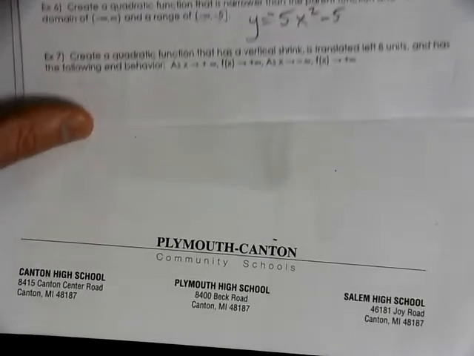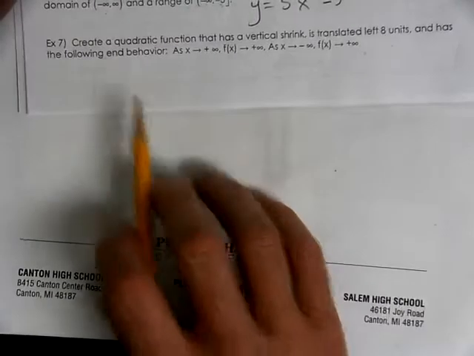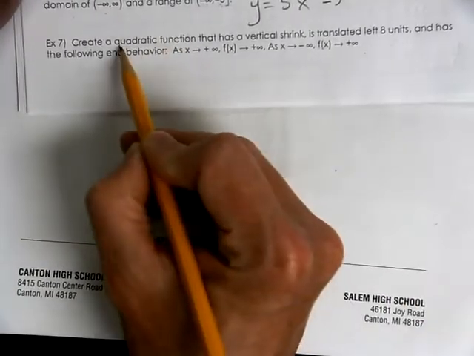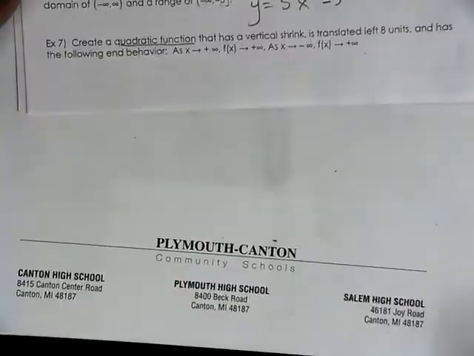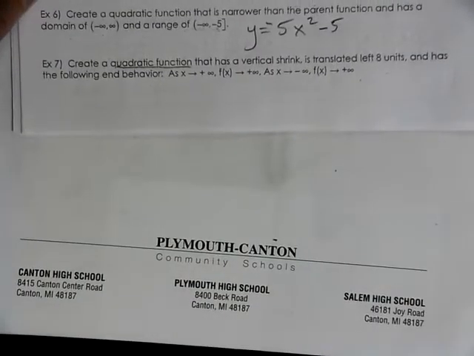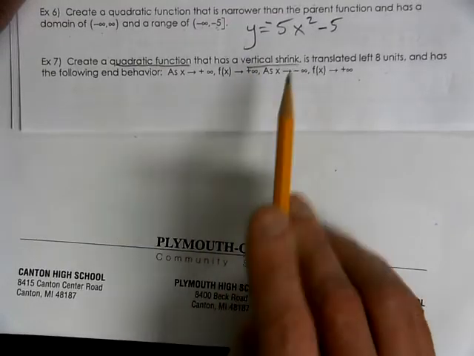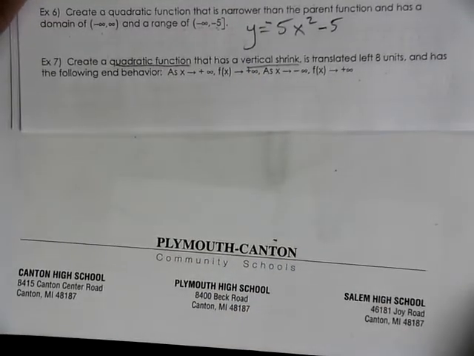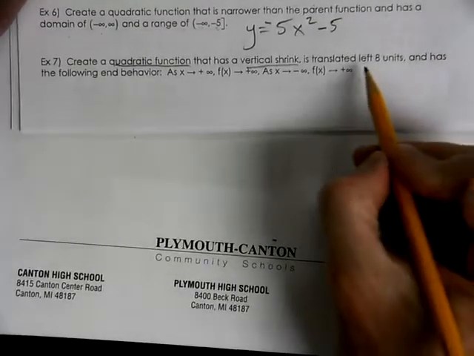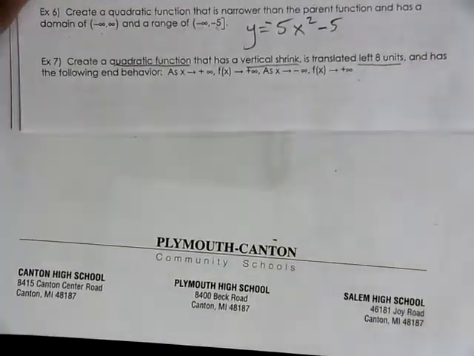So we go to our next one, and we're going to create a quadratic function. What does quadratic function mean? It means it's going to be x squared. It's going to have a vertical shrink. That's an a value that is smaller than 1. It's going to be translated left, so it's going to be x plus 8. It's going to go left 8, so it's going to be x plus 8.